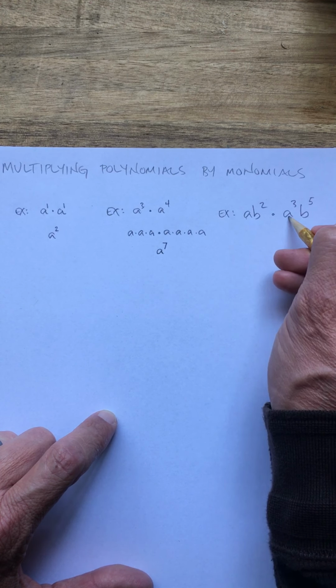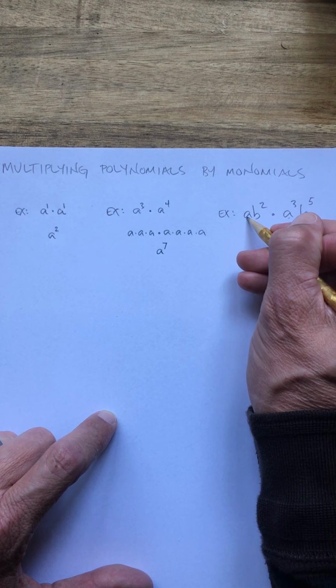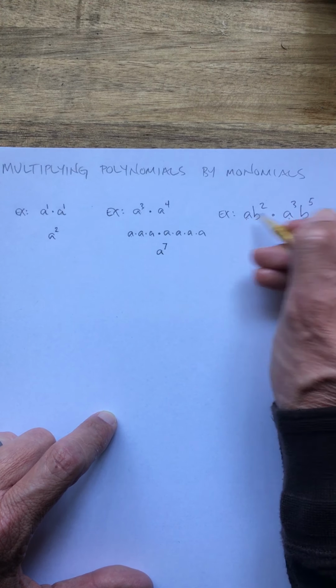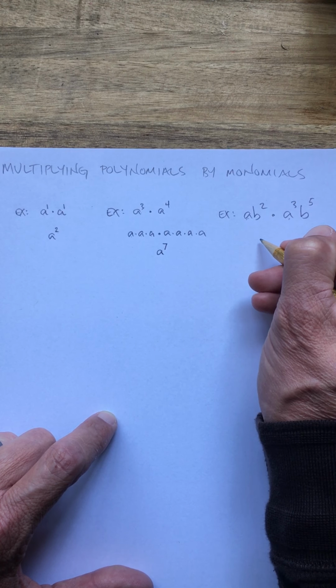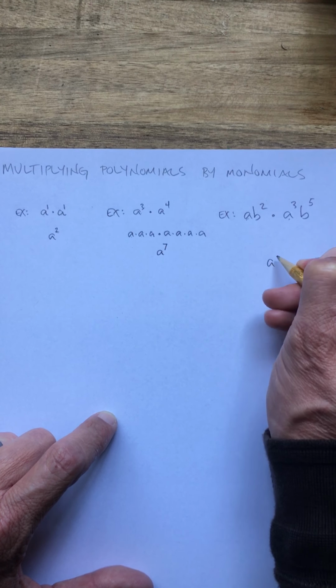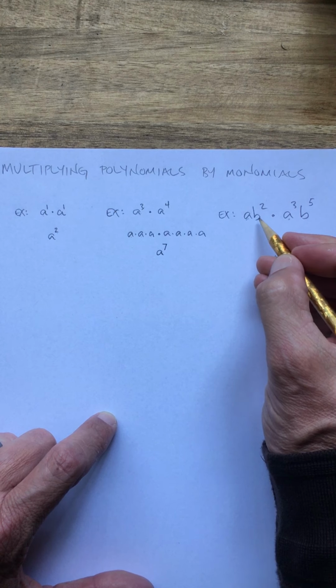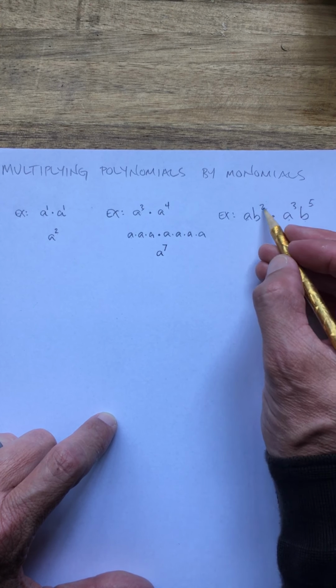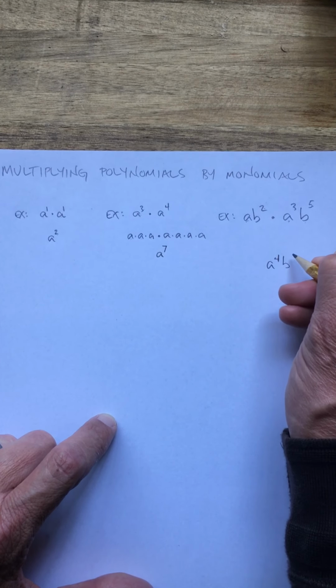Since the bases are the same, or the variables are the same, how many do we have here? 1 of them. How many here? 3 of them. Okay, a to the 1st power, a to the 3rd power, so altogether you get a to the 4th power. Okay, I'll put the answer down here, a to the 4th power. And then here you have b squared. Here's another b to the 5th, so add them, you get b to the 7th. So I'll put a to the 4, b to the 7.